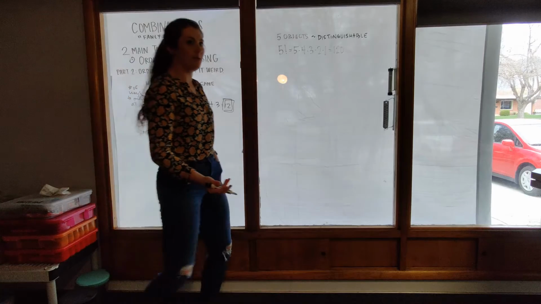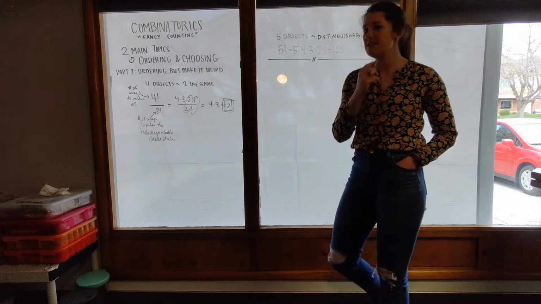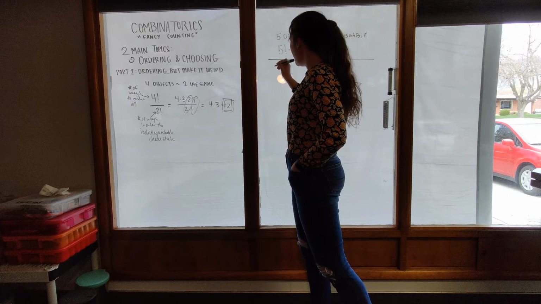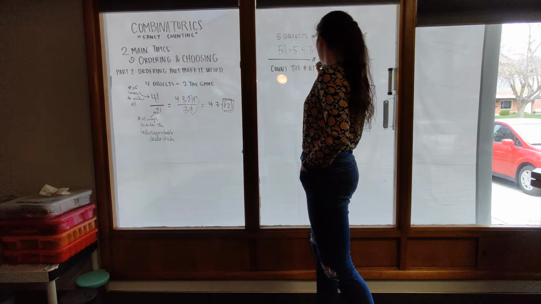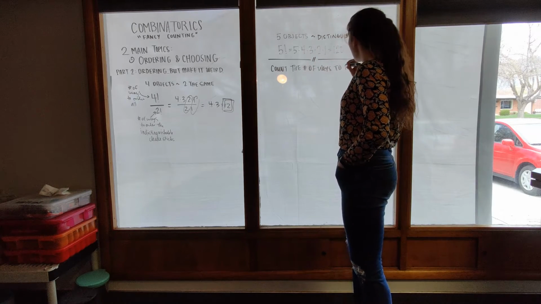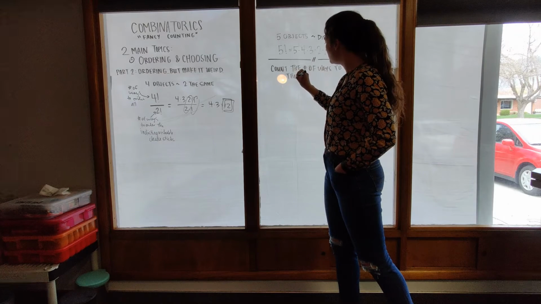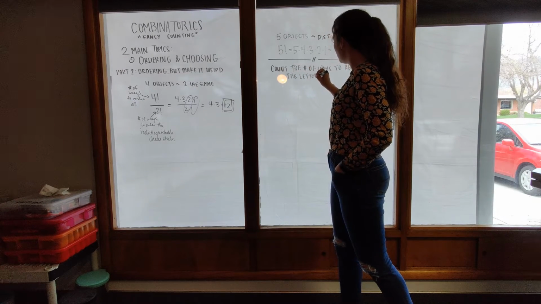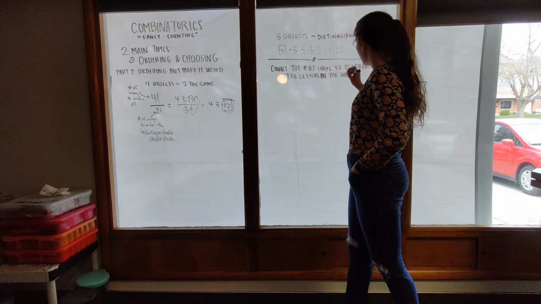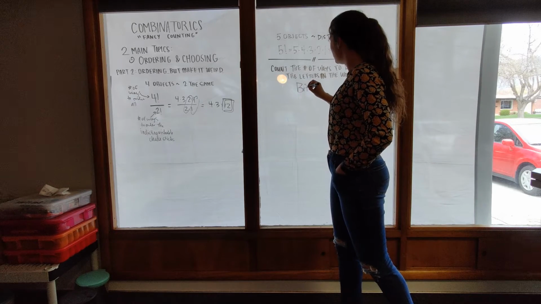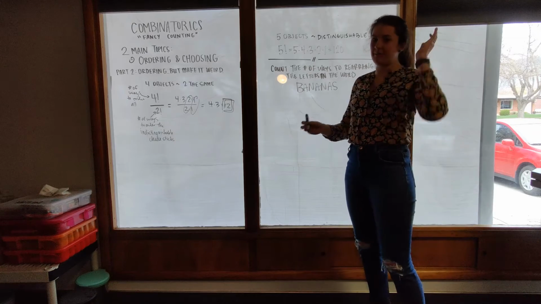So let me give another example of this. And this is a question that I've seen before, like on the ACT or something like that, so you might have seen one like this, that says: count the number of ways to rearrange the letters in the word bananas. Okay, so we have bananas, and we're trying to figure out how many different ways there are to rearrange it.